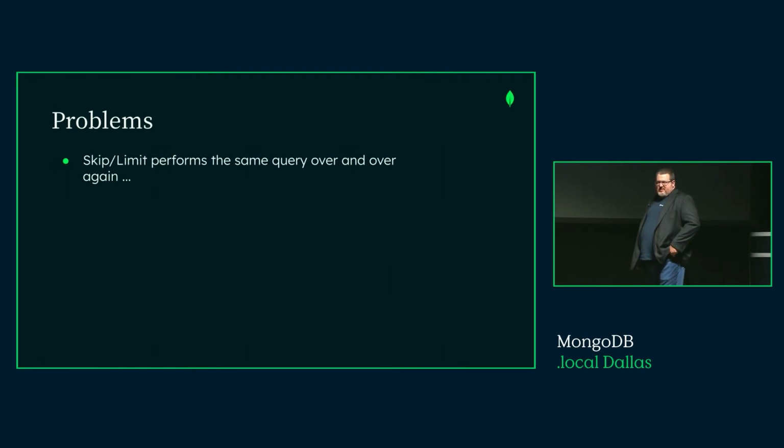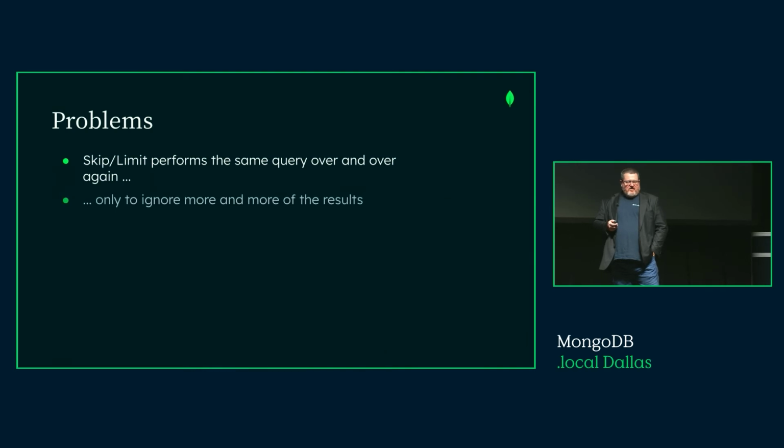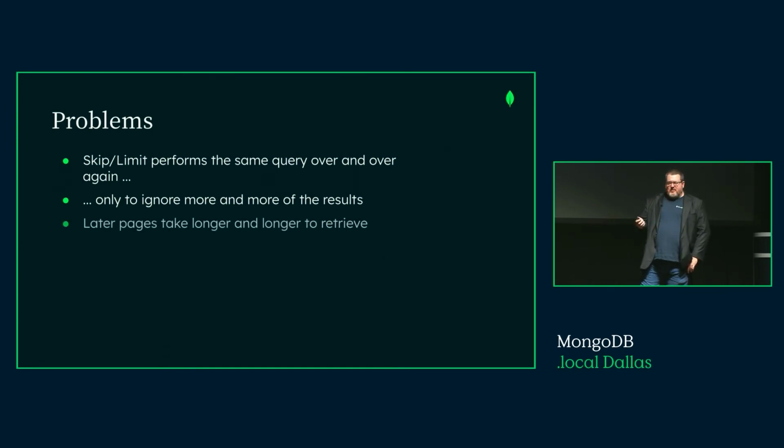Skip limit performance is reduced because we are executing the same query over and over again. We're not tracking where we are. We're just saying, hey, we're skipping and limiting. We're continually opening cursors and continually running the same query over and over again, only to ignore more and more as the results go through. This starts to slow down the operation the more pages we get into.